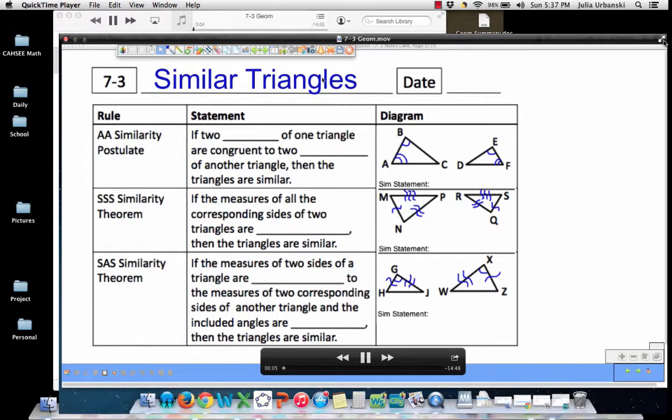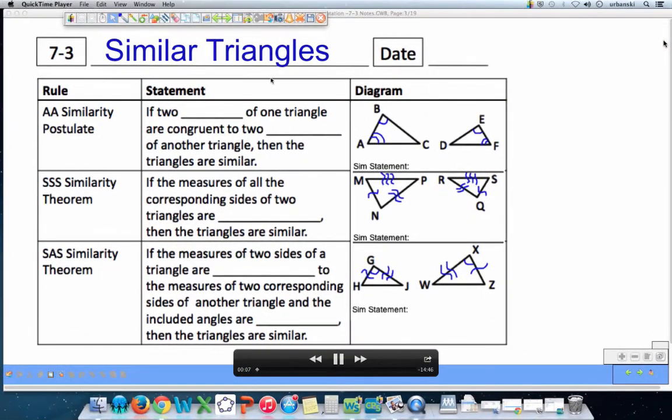Section 7-3 is about similar triangles, and we've done similar polygons, but these rules only apply to triangles, shapes that have three sides. AA similarity postulate. You should be able to think about what the A and the A would stand for. Look at this picture. I have one A marked here and one A marked here. So that's referring to angles.